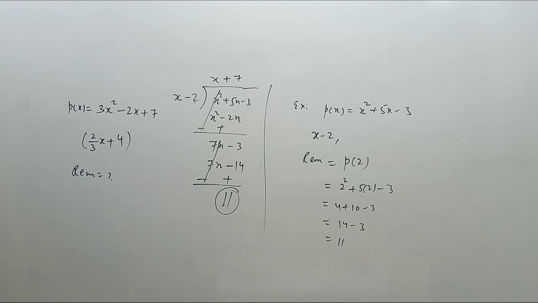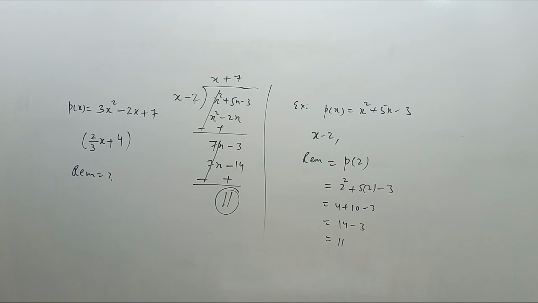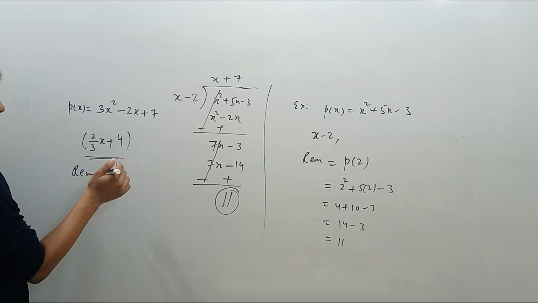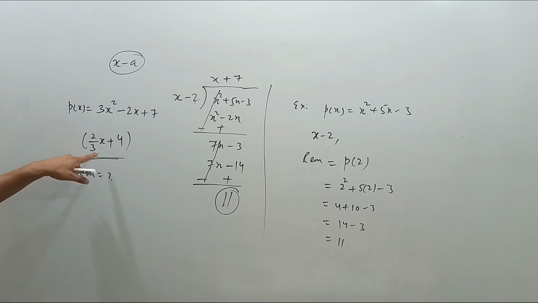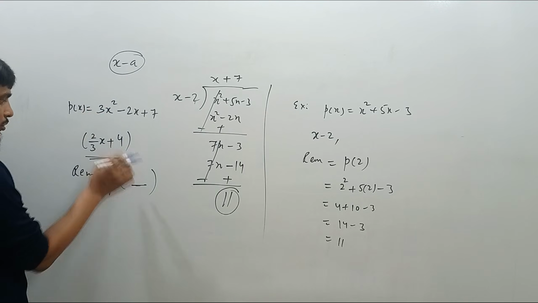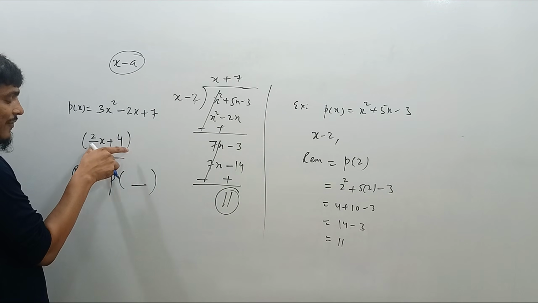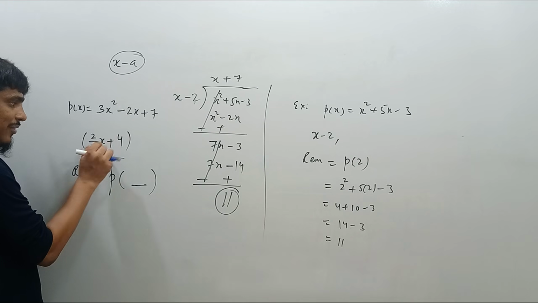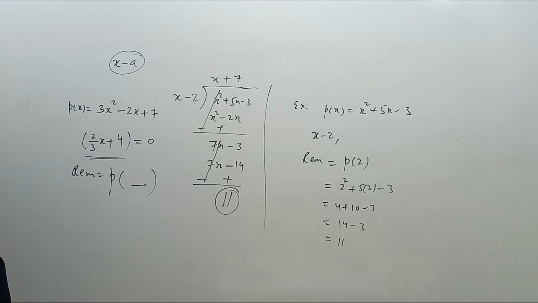So here we are dividing this p(x) by this linear factor (2/3)x + 4, and we need to find the remainder. This linear factor is not written in the format x minus a. So what value of x do we need to put in this polynomial so that it gives us the remainder? We just equate the given linear factor to zero, find the value of x from it, and substitute that value of x in the given polynomial.